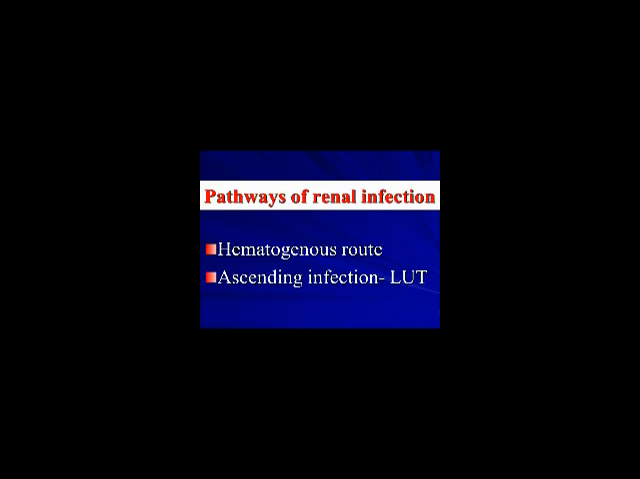Now, what are the pathways or routes of spread of renal infection? This is a very important university question, and many a time you get a question to write and draw the pathways of renal infection. So there are 2 pathways. One is the hematogenous route, that is, infection reaches the kidney through blood, and the other is ascending infection from the lower urinary tract. Now, the lower urinary tract includes urethra and bladder. So infection may spread from these organs upwards, or it can reach through the blood supply.